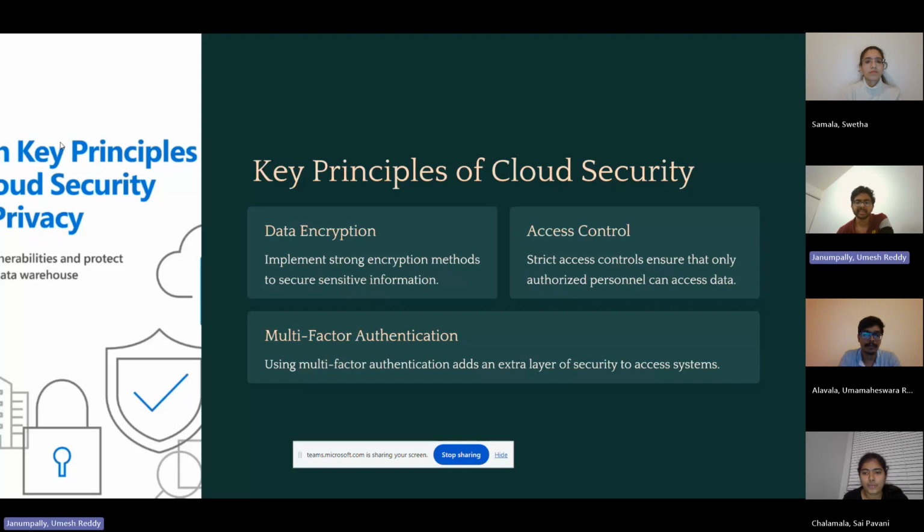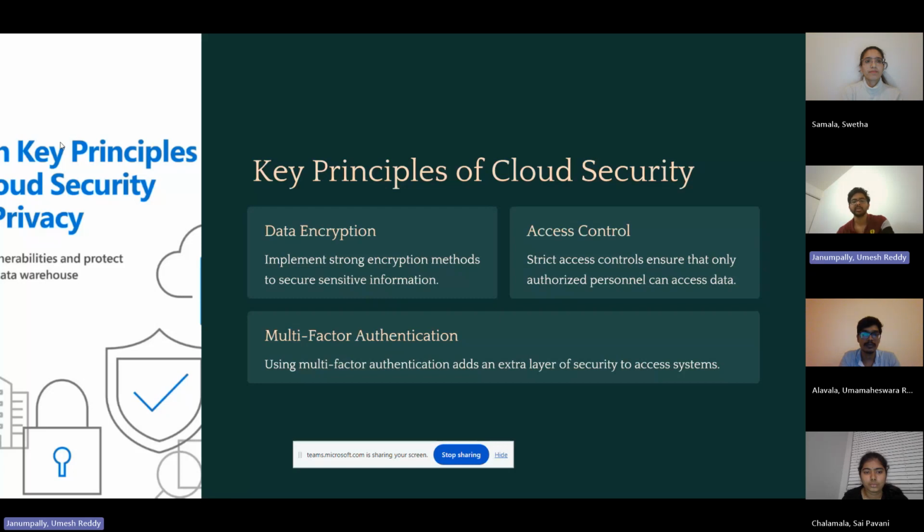The next one is access control. It is a data security process that enables organizations to manage who is authorized to access corporate data and resources. This methodology helps organizations to avoid data breaches and phishing attacks.